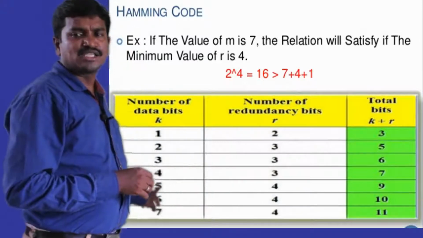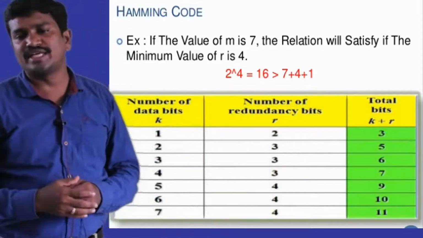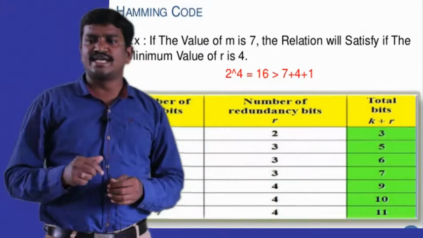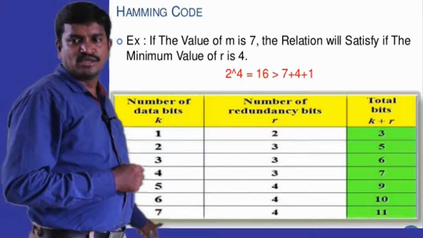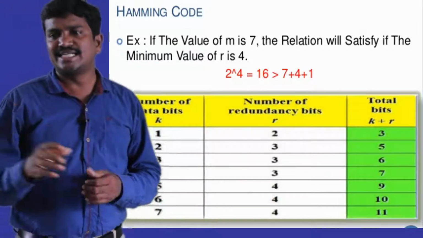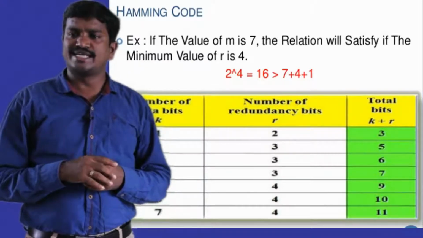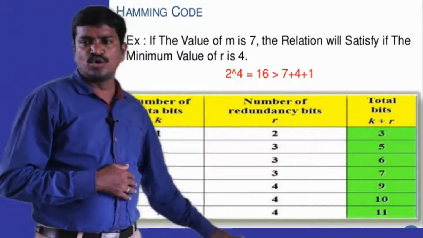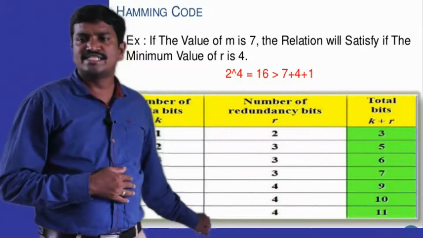Now whenever you come across a data unit of size 5, then r must be 4. To make that equation clear, we have written 2 power 4, which is 16. So 16 is greater than or equal to which value? Let us say 7 bits. So 7 plus 4 plus 1, which gives 12. 16 greater than or equal to 12 is true. So if you have a data unit of size 7, you are going to get redundant bits as 4, and the total code word is going to have a size of 7 plus 4, 11.